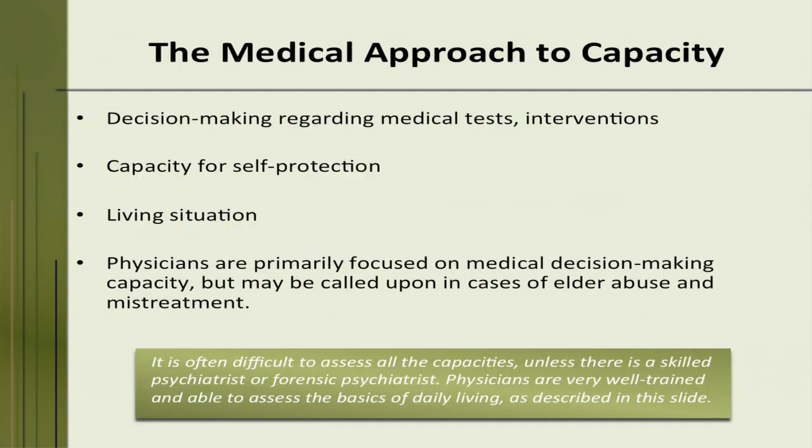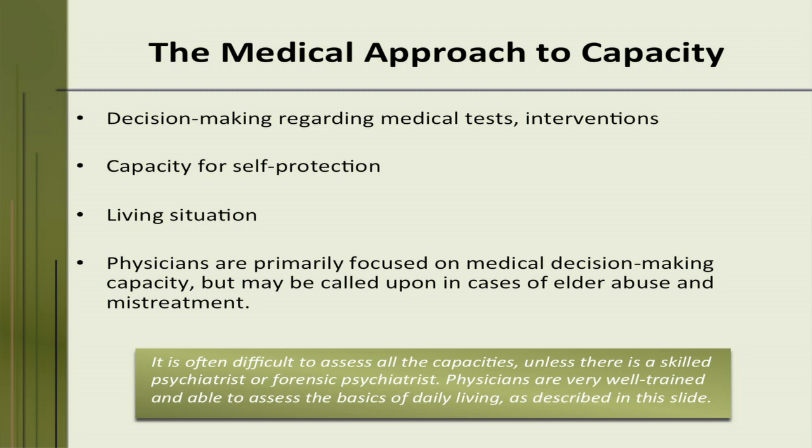And so with the medical approach to capacity, it's often difficult to assess all pieces of capacity, unless there's a skilled psychiatrist or forensic psychiatrist. Now physicians are very well trained and able to assess the basics of daily living as described in this slide. Decision making regarding medical tests and interventions is very important because when an older adult comes in, oftentimes there's a lot of decisions to be made as far as their treatment, their placement, their living conditions, and we need to understand whether or not they're able to make these decisions in a way that they understand and can apply value to, because respecting the autonomy and the value of the older adult is very important, but also we want to keep them safe.